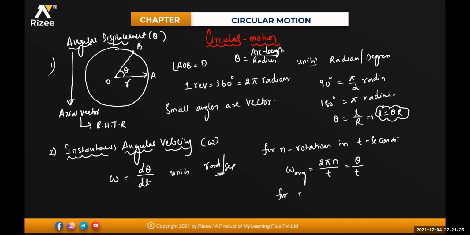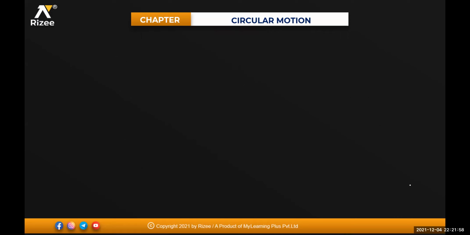For n equal to 1 rotation, average angular velocity will be equal to 2 pi divided by capital T. And 1 by T is known as frequency, so it is 2 pi into f. Clear? Next one.